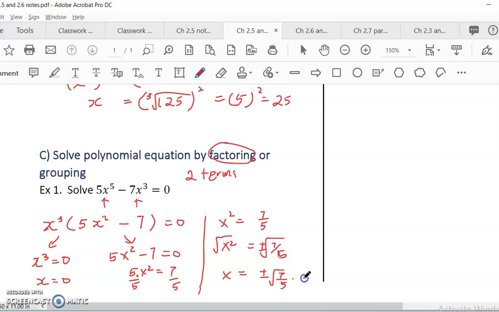If you want to rationalize it, you multiply square root 5 top and bottom. That will be plus and minus square root of 35 over 5. Okay, so that's the answer. 2 answers.